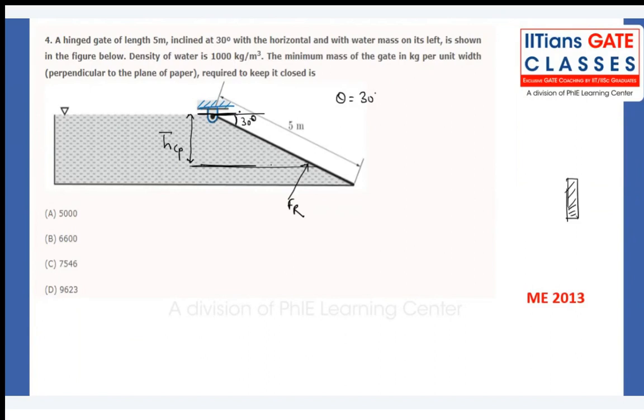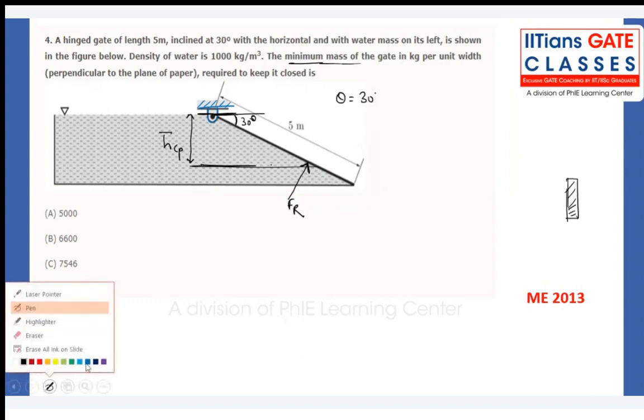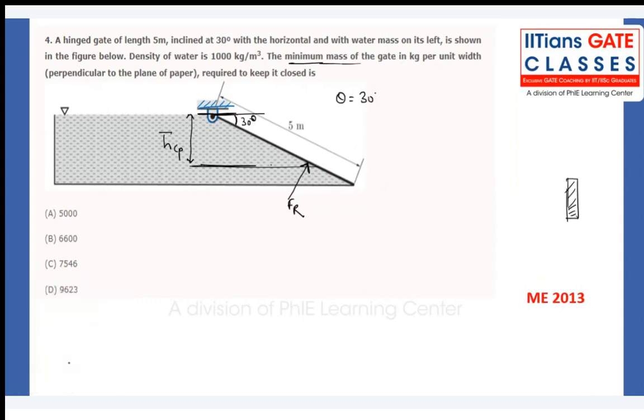So the very big thing is that we have to calculate first of all the minimum mass of the gate in kg per unit width, right? The width of this particular gate has been given as what? 1 unit. Now try to understand the basic fundamental of this problem. What is happening? The weight of the gate will be acting like this. What will the weight try to do?